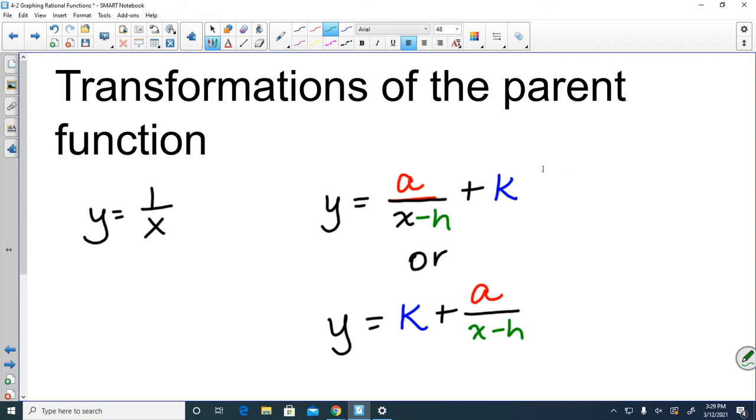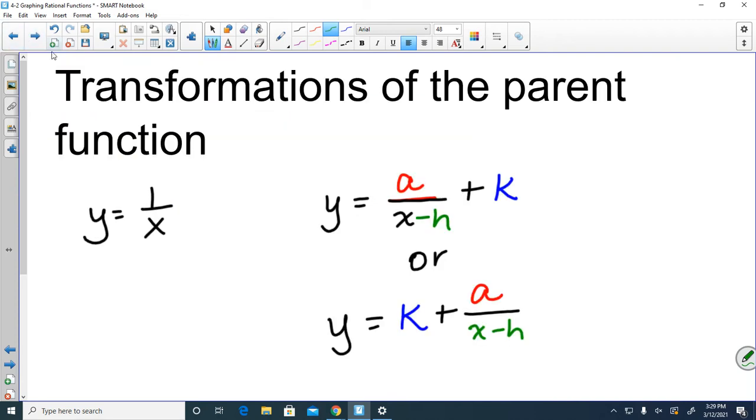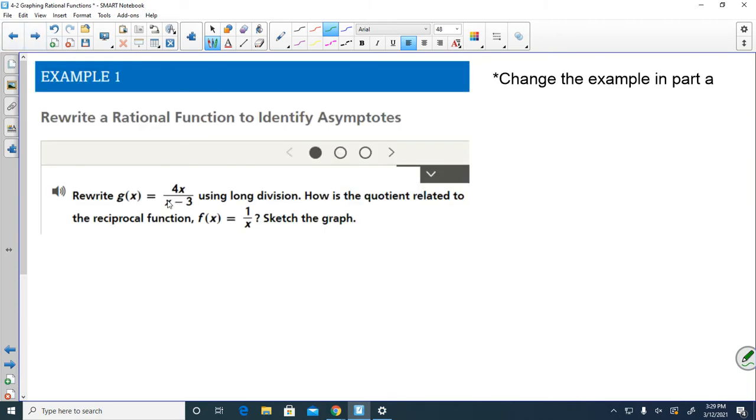The problem is that rational functions are not always written in this form. Most of the time they're written just like a fraction, so I can't see a number being added on the end. I don't just have a constant at the top, I have a variable. So one option is to rewrite the rational function to identify the asymptotes and graph. I can rewrite that using long division.